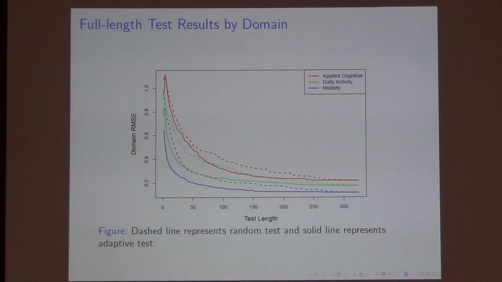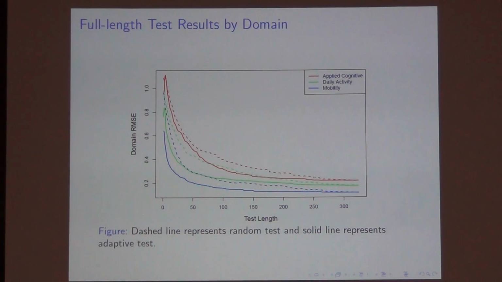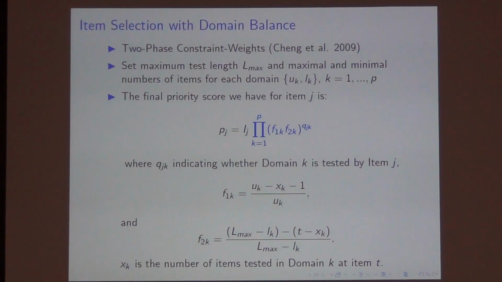Since in designing the test, ideally we expect to give each patient about 30 to 50 questions to answer, in that case we will have measurement performance similar to a random test for cognitive diagnosis. This is not acceptable for us. So that's why we use these constraint weights on item selection. We set the upper and lower bound for the number of items in each domain, and the weight is a product of F1 and F2.